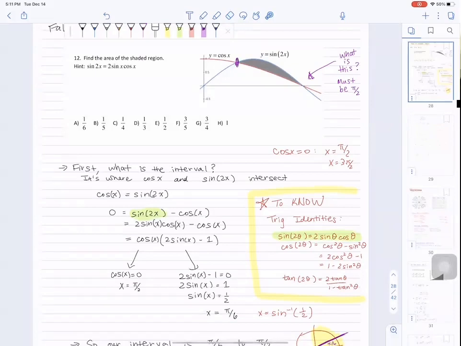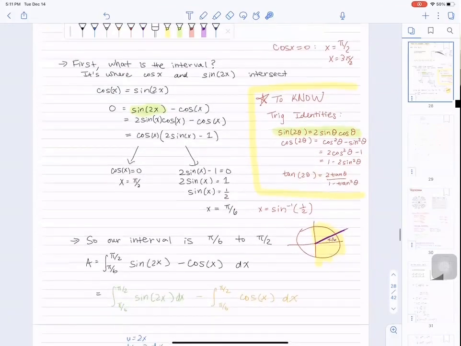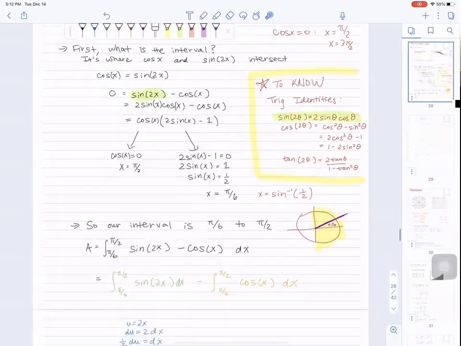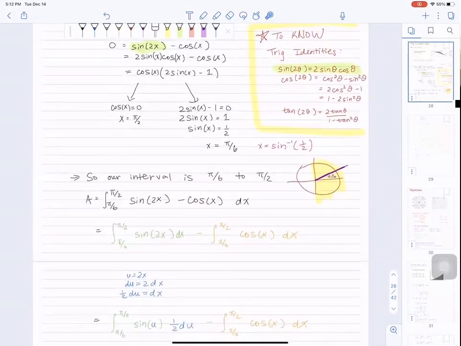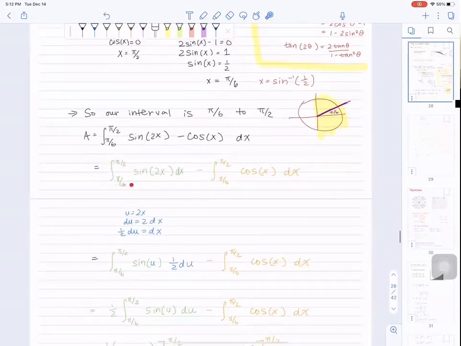So now we know our interval. We're finding the area under the curve from pi over 6 to pi over 2. So this is our integral, sine of 2x minus cosine x on this interval. How do you solve this? You can think of the two integrals separately if you want, like I did the green part minus the orange part.